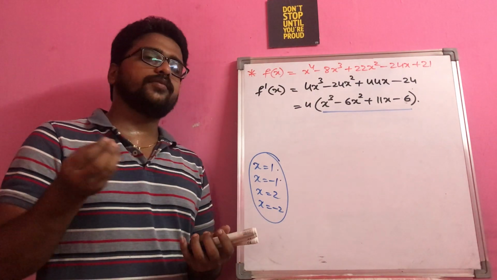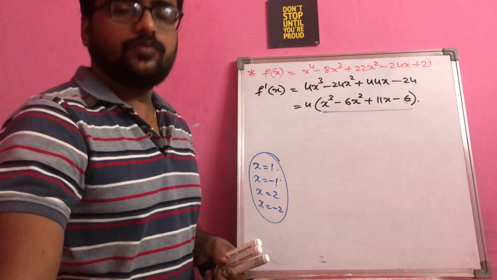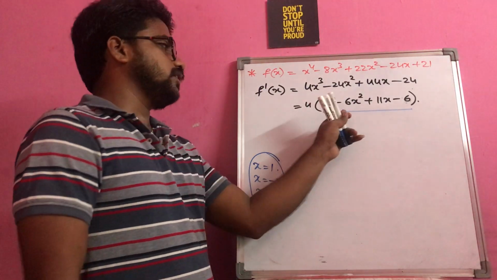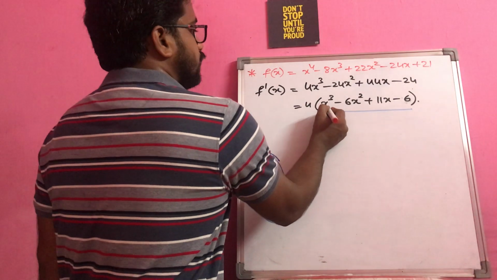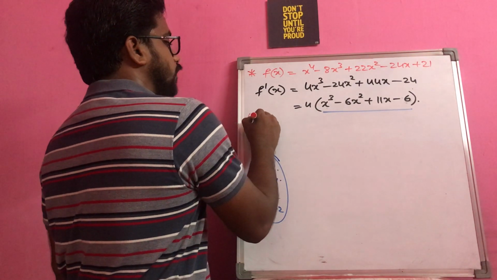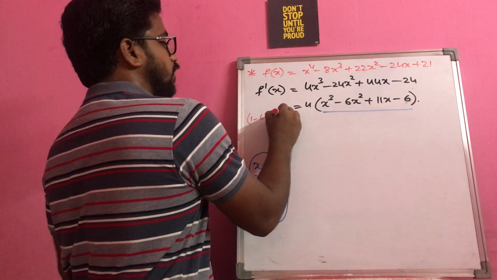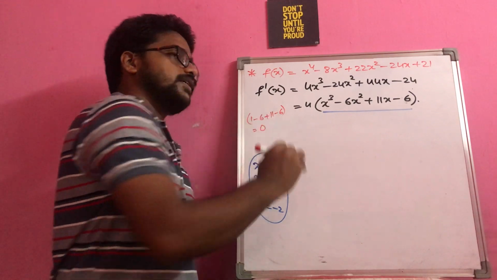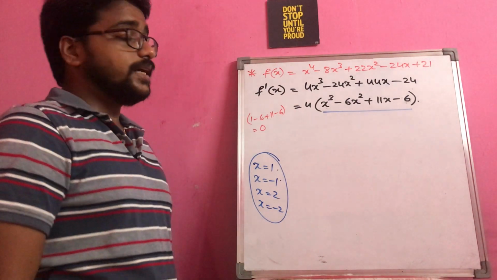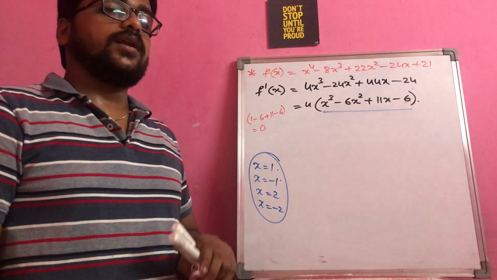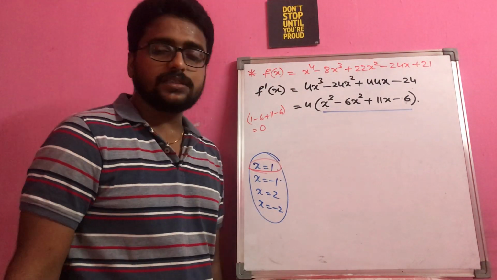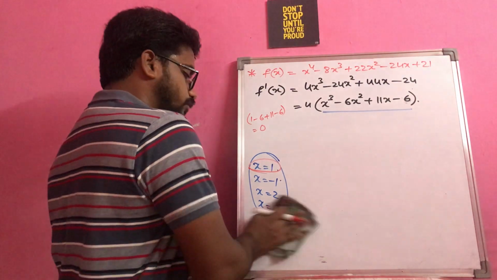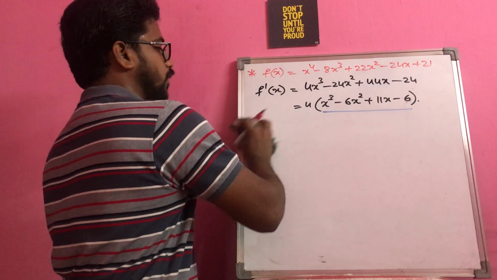That's why the question paper will be designed in such a way that you will be getting one of these factors for the cubic polynomial. If you observe here, if I substitute 1, I will be getting 1 minus 6 plus 11 minus 6. I am getting it as 0, which means that x minus 1 is a factor of that polynomial, because x equal to 1 is satisfying.